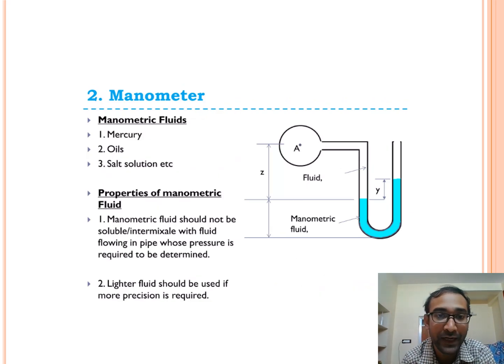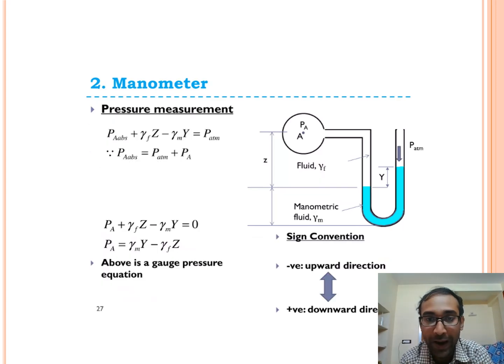Manometer fluids are generally mercury, as I already told, oils, and salt solution. There are some requirements for the properties of a manometric fluid; otherwise anything cannot be put in the manometric fluids. A manometric fluid should not be soluble or intermixable with the fluid flowing in the pipe whose pressure is to be determined. That means the manometric fluid and the normal fluid cannot be the same, and a lighter fluid should be used if more precision is required.